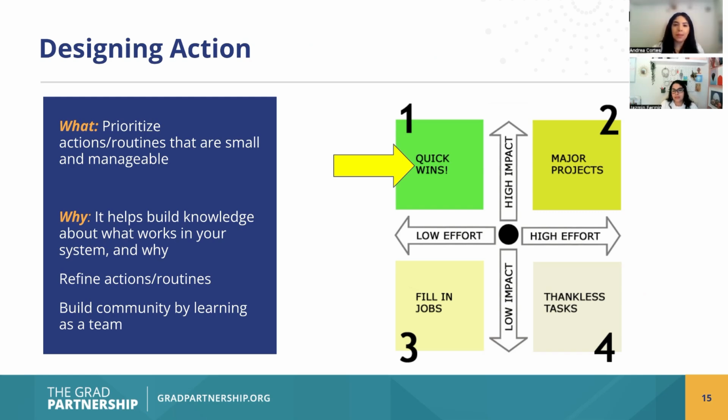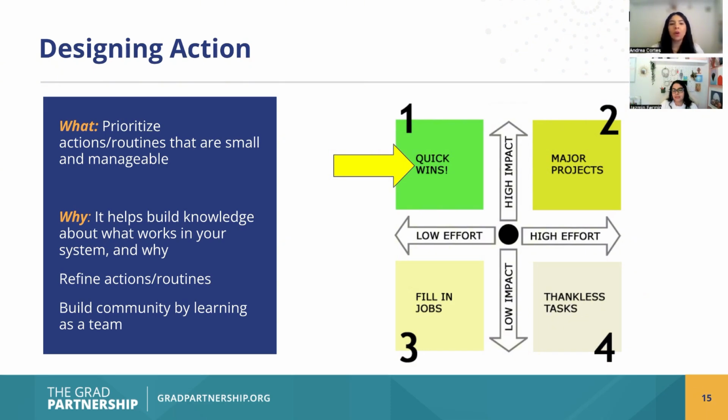Why do we use this impact effort matrix? We're using it because it helps us prioritize actions and routines that are small and manageable. The upper left-hand quadrant is things that are high impact, so it gets us the results that we want, but are low effort, so they don't take much resources. That's the sweet spot, the quick wins. That's where we want to be.